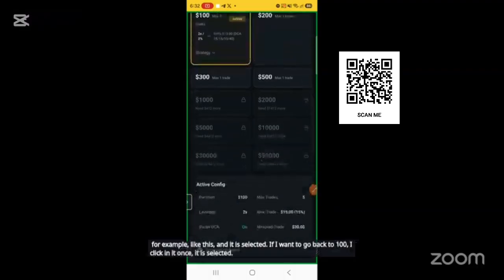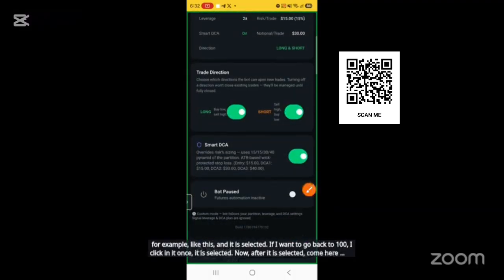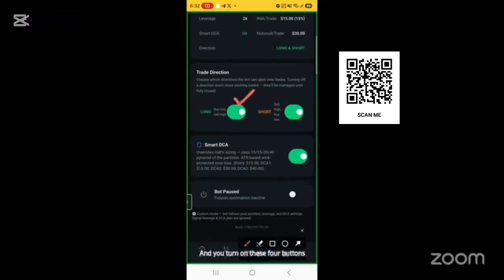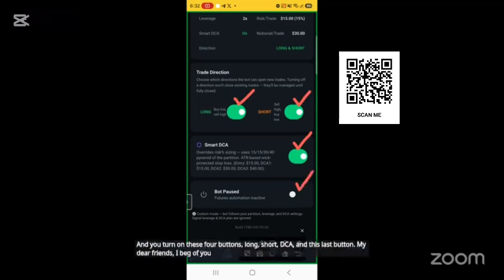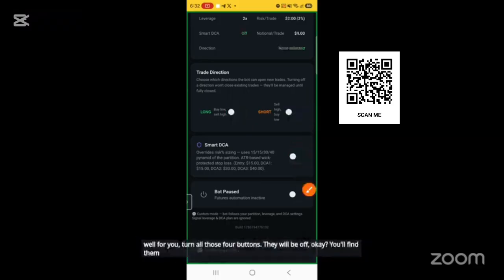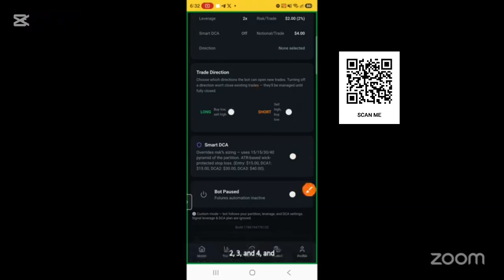After it is selected, come down here and turn on these 4 buttons: long, short, DCA, and this last button. My dear friends, I beg of you, please turn on those 4 buttons if you want this steady flow strategy to work well for you. They will be off when you find them. Make sure you turn on 1, 2, 3, and 4, and you're done.